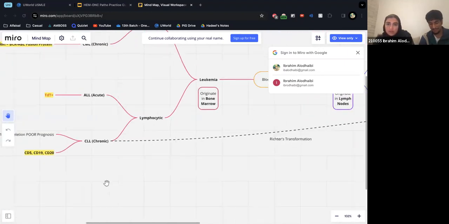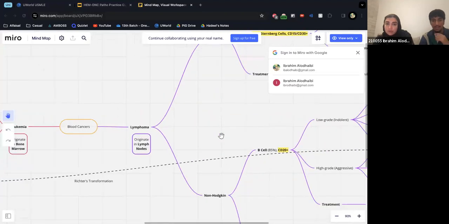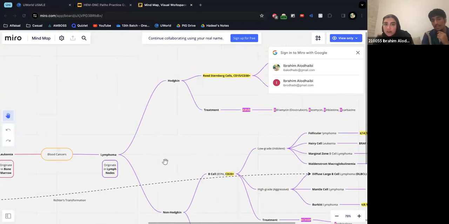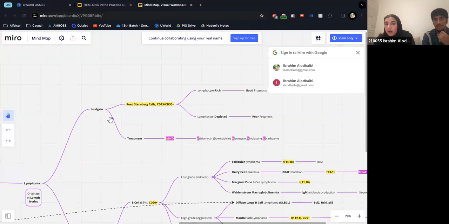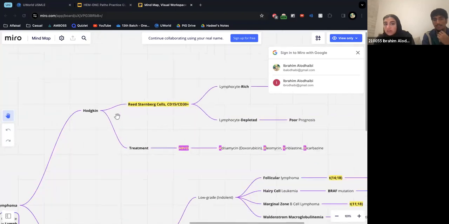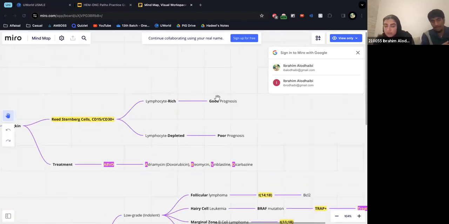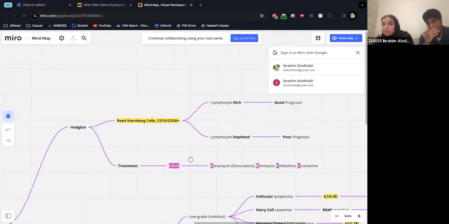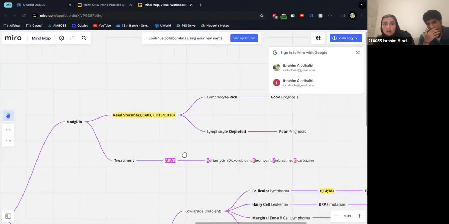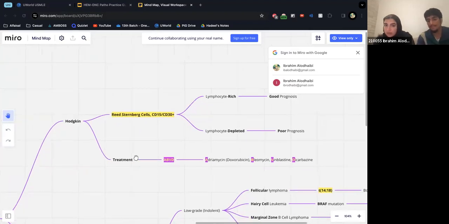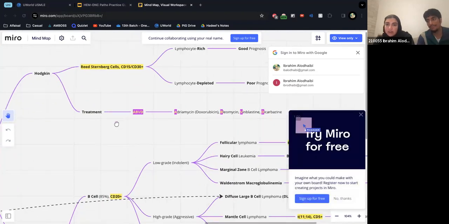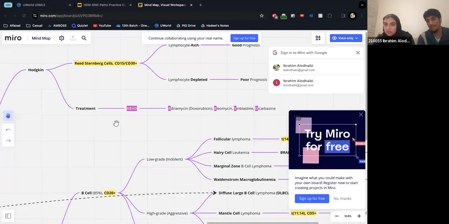Now, for the other side, for lymphomas, which originate in the lymph nodes, that's what makes it a lymphoma. You have Hodgkin and non-Hodgkin. Main thing you guys need to know about Hodgkin lymphomas are the Reed-Sternberg cells and that they're CD15 and CD30 positive. You have lymphocyte rich, and you have lymphocyte depleted. Lymphocyte depleted is a poor prognosis. Lymphocyte rich is a good prognosis because you can actually see the lymphocytes, meaning that there are proper mature white blood cells present, okay? Maturity is usually a good sign in terms of prognosis.